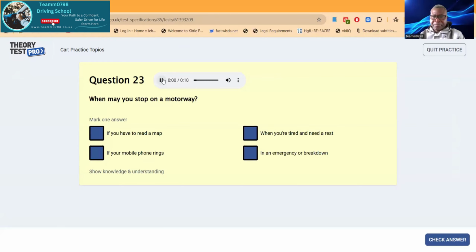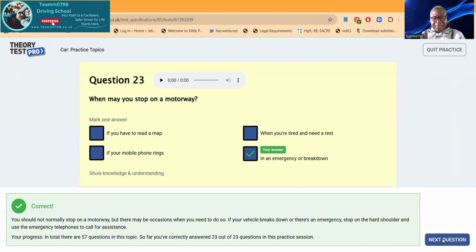When may you stop on a motorway? If you have to read a map. When you're tired and need a rest. If your mobile phone rings. In an emergency or breakdown. An emergency or breakdown, okay, that's the correct answer. Once again, we can pause the video, read the explanation, and then resume the video again.